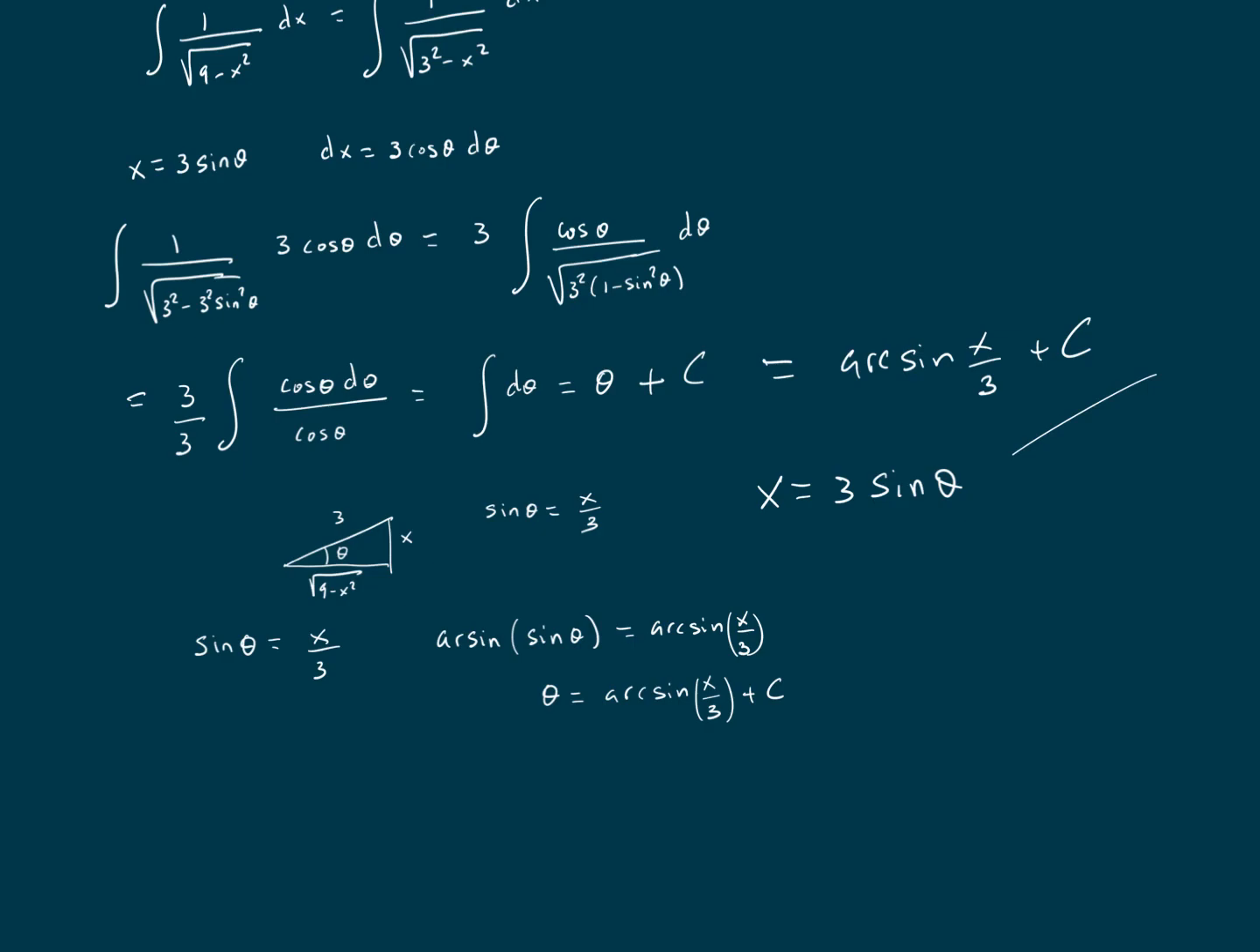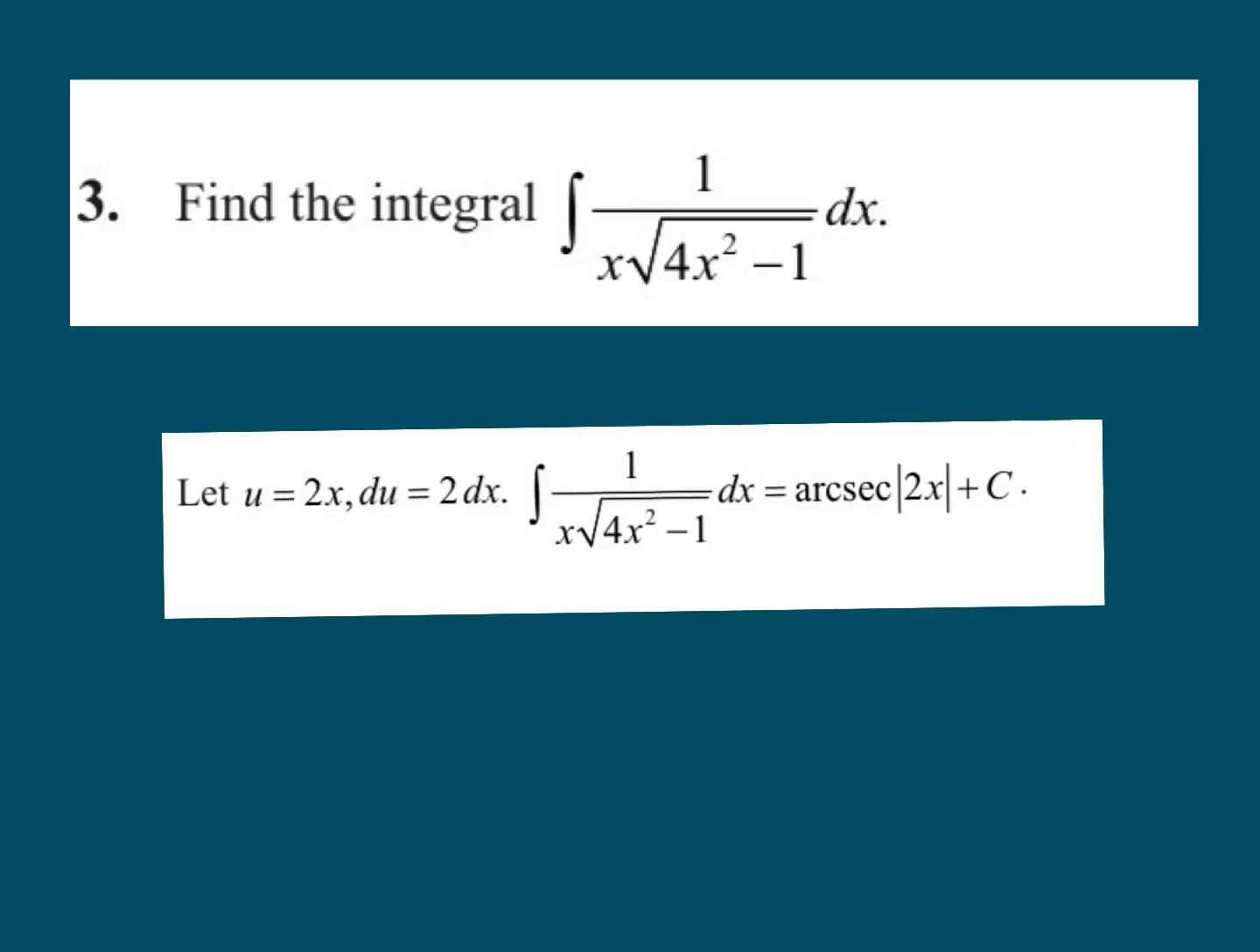Okay, let's practice this technique of trigonometric substitution more in more problems. Now problem 3 says: solve the integral of 1 divided by x square root of 4x squared minus 1. This looks like arc secant of 2x, because the derivative of arc secant of 2x is this function. But let's do it in a different way.